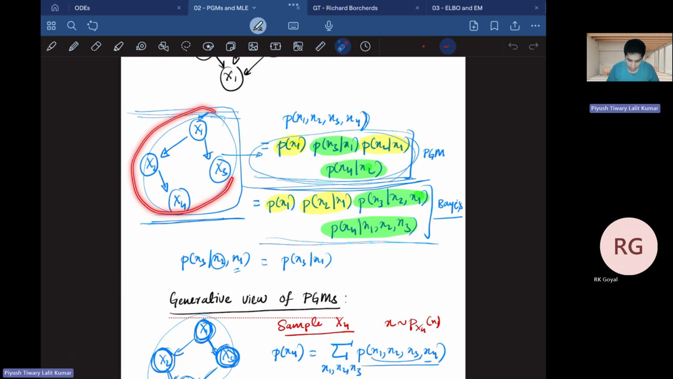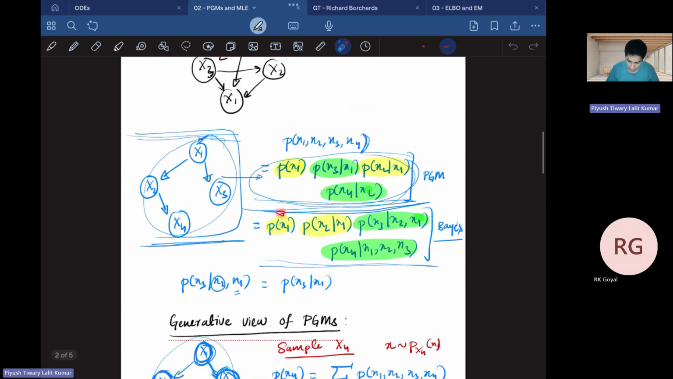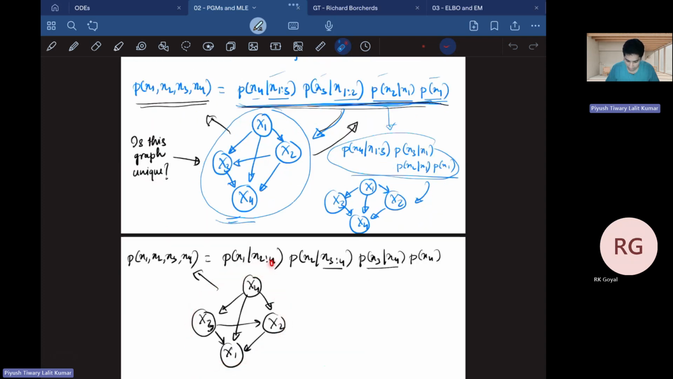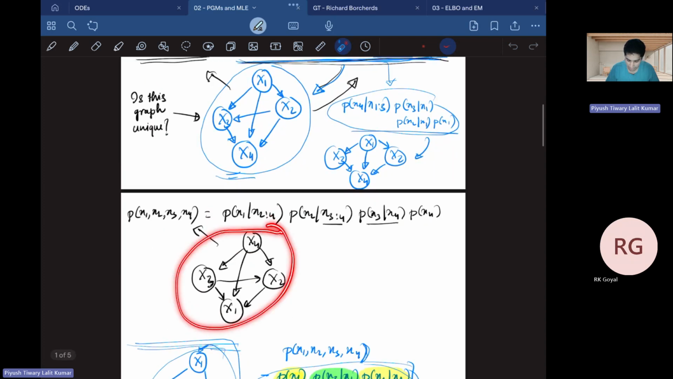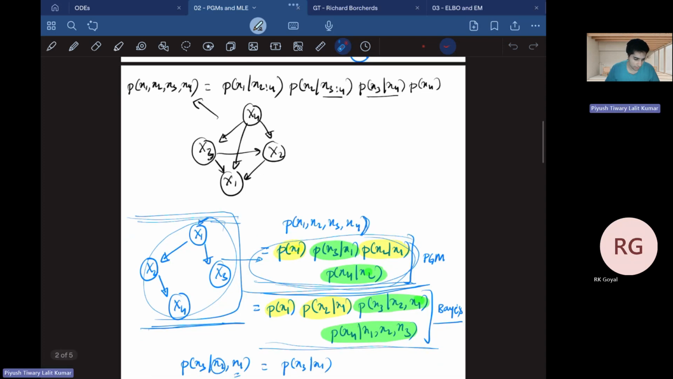For any given joint distribution, you always have a trivial PGM which is given by your Bayes rule. Bayes rule always associates this kind of DAG structure on top of your random variables. However, if you have some other DAG structure on your random variables, something like this, it might help you to simplify the decomposition.